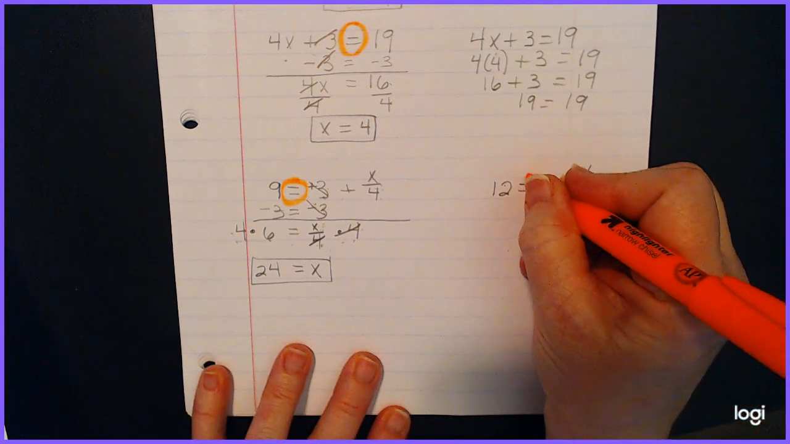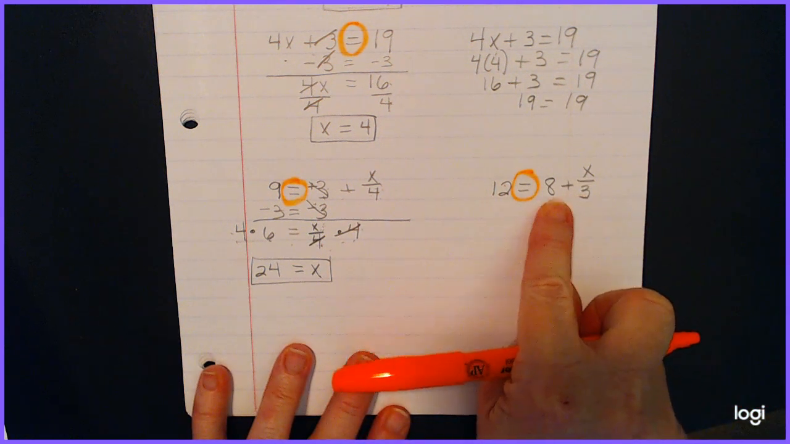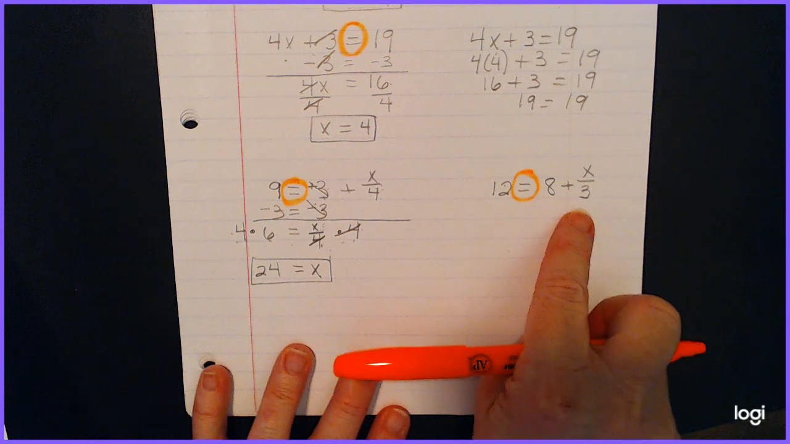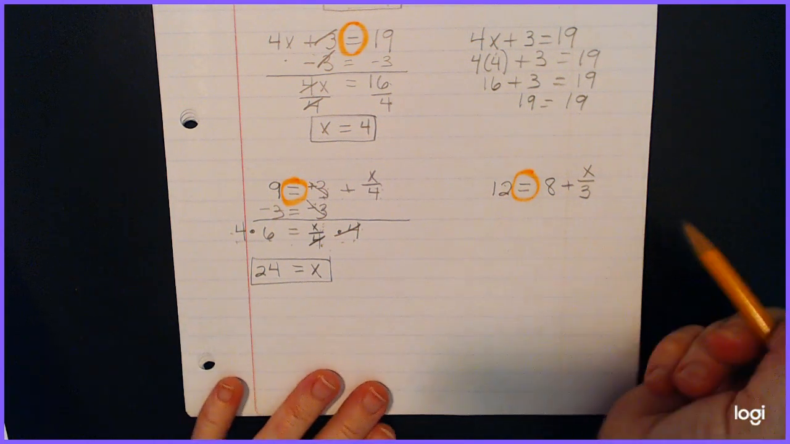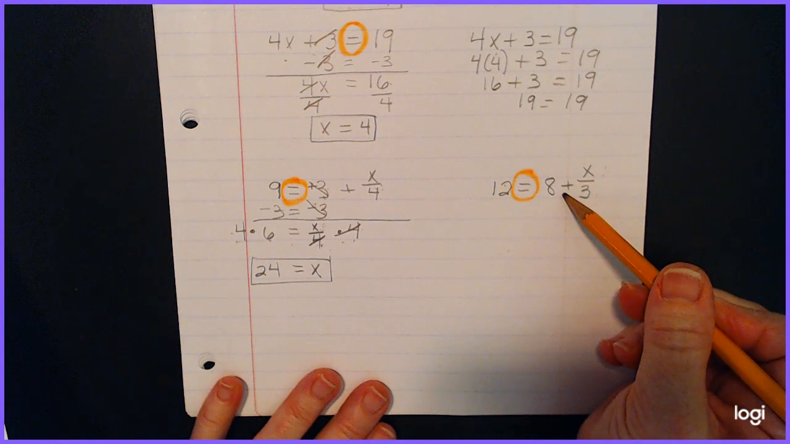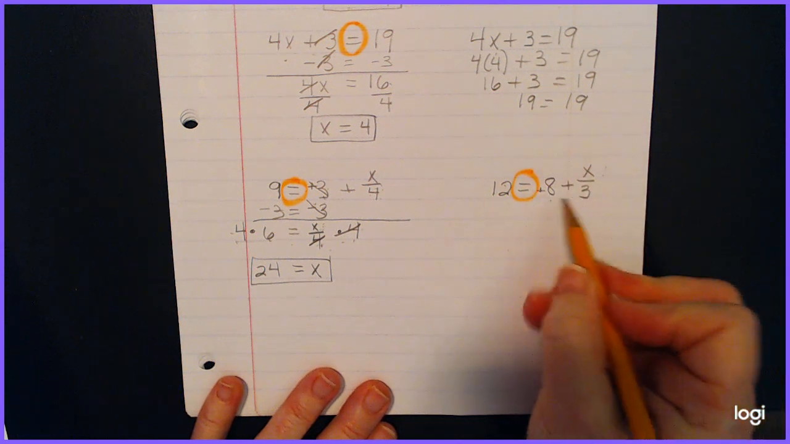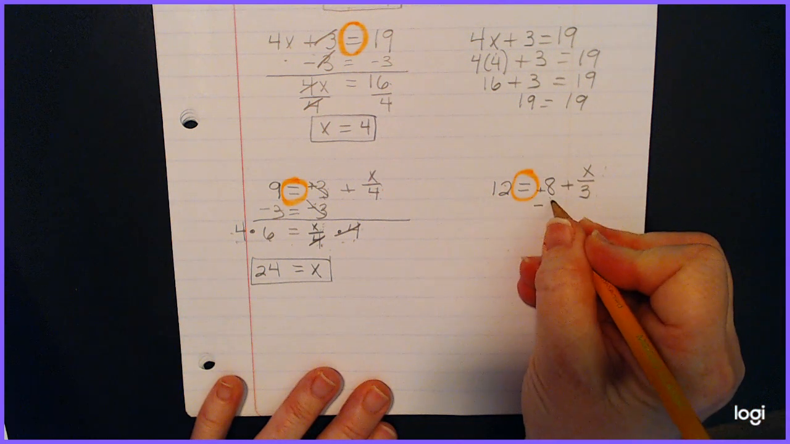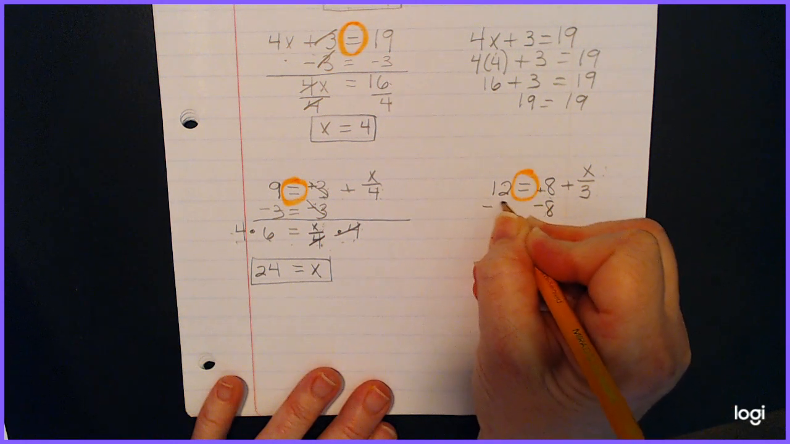Here's my balance. The variable x is over here. It is not by itself. It has an 8 and a 3. We're going to get rid of both of them. We're going to get rid of the one that is the farthest away from it, which happens to be the 8. Remember, this is a positive 8. So the opposite would be subtract 8 on this side. And we're going to go over here and we're going to subtract 8 on this side.